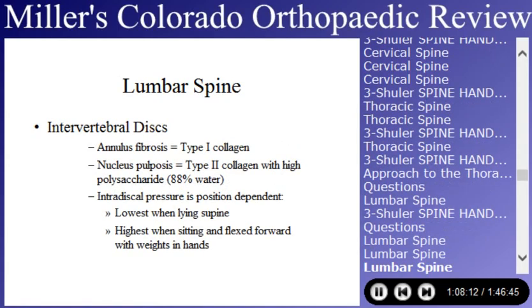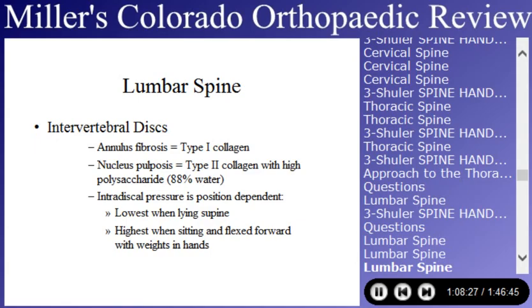Intervertebral disc, and the easy way to remember this: it's soft in the middle, hard on the outside, so the collagen on the outside is type 1, hard, like bone. Type 1 collagen. Soft in the middle, type 2. 88% water, high polysaccharide content.